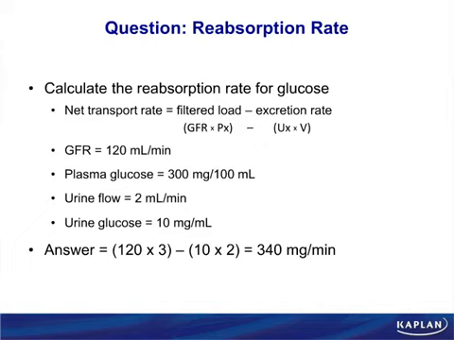Again, I said this in the very beginning of this lecture. This is the equation for mass balances. You must know these equations. Reabsorption rate of glucose will be equal to filtered load minus excretion rate. You calculate the filtered load using GFR times plasma glucose concentration. You calculate the excretion rate using urine concentration times urine flow rate. You subtract the two, and that's your reabsorption rate. Here it comes out to 340. So that's a classic calculation you will see on renal physiology.